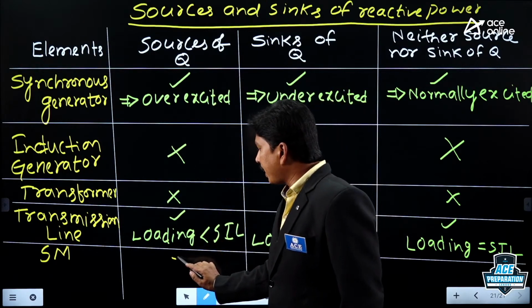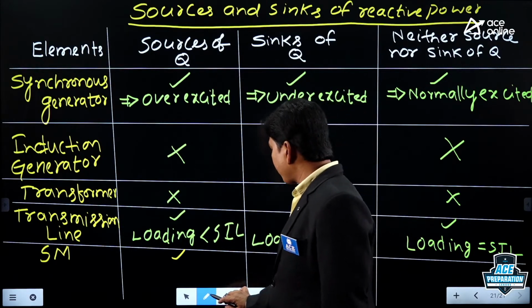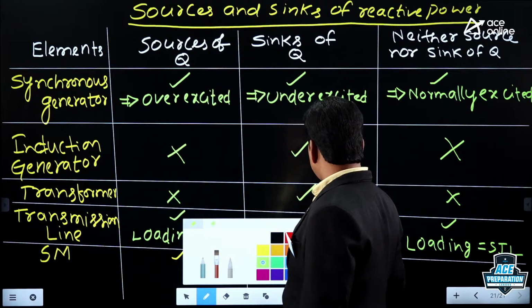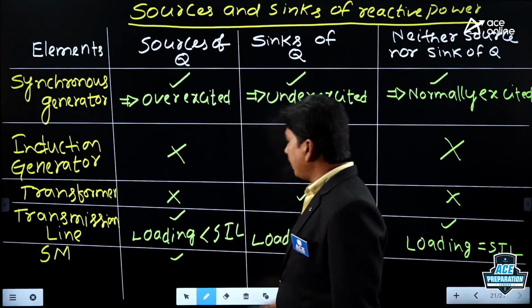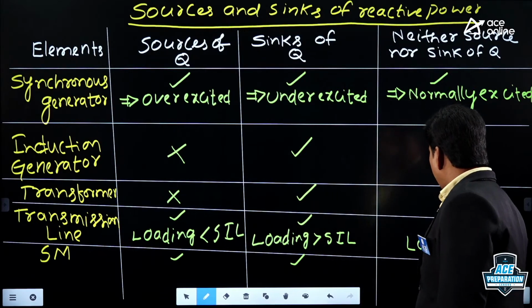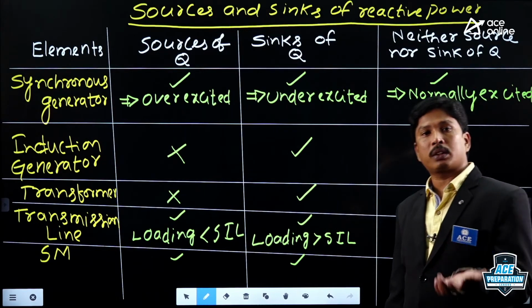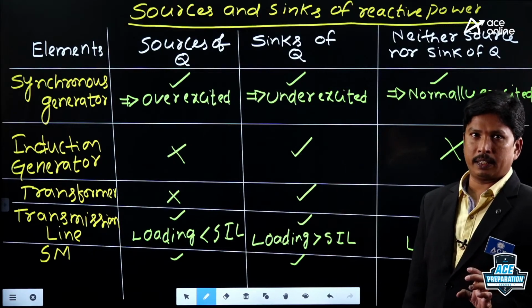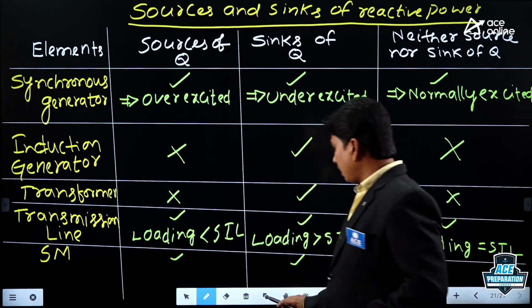It may be a source of reactive power whenever it is over-excited. And it may be a sink of reactive power whenever it is under-excited. And whenever it is normally excited, it may be neither a source nor a sink of reactive power. Clear?